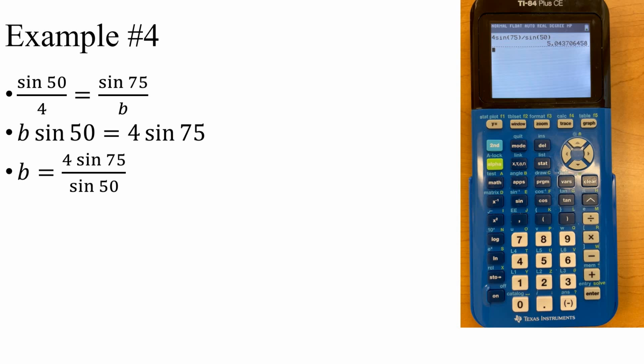Now, with the newer 84s, and this is really your only option with the 83s, with the newer 84s, you can hit alpha y equals, and this gives you now a fraction option. That first thing right there is our fraction.